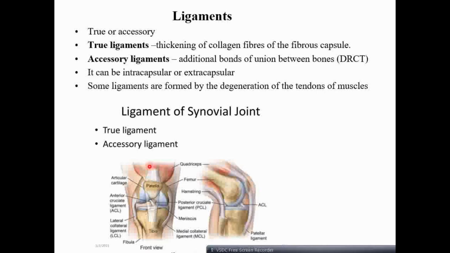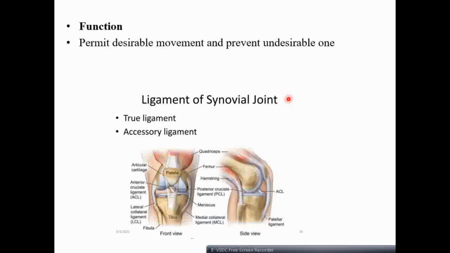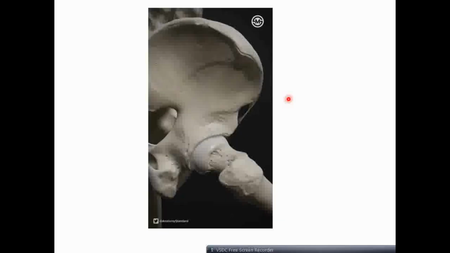Here you can see this muscle is called the quadriceps femoris muscle, and you can see it is getting attached to the patella, and further on the tendon is extending down. So the degenerated tendon of that muscle is forming the ligamentum patellae. So some ligaments are formed by the degeneration of the tendon of the muscles. Function of the ligaments: it permits desirable movements and prevents undesirable movements. It maintains the stability of the joint.